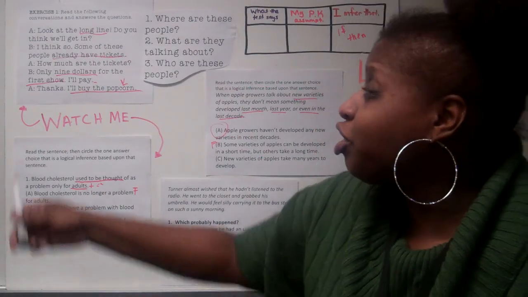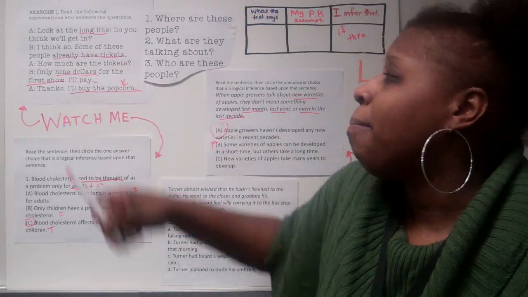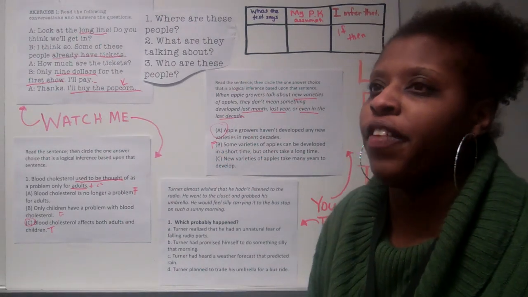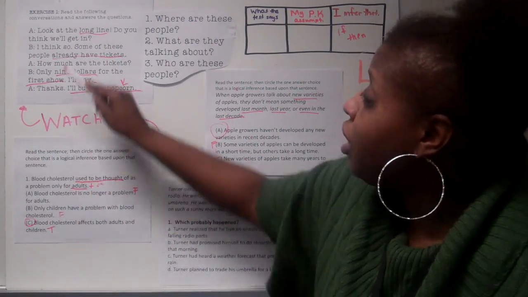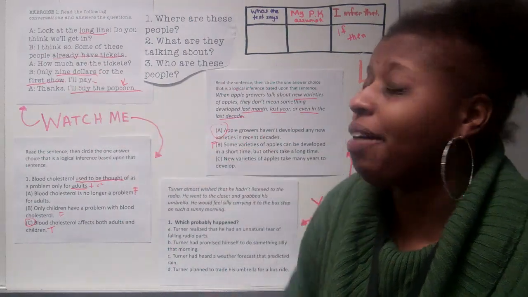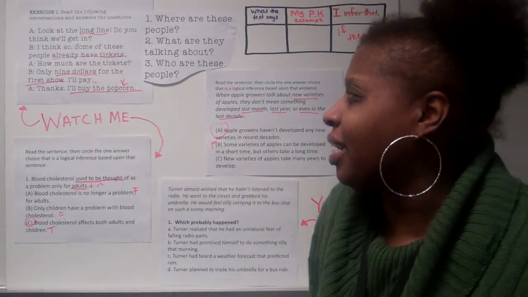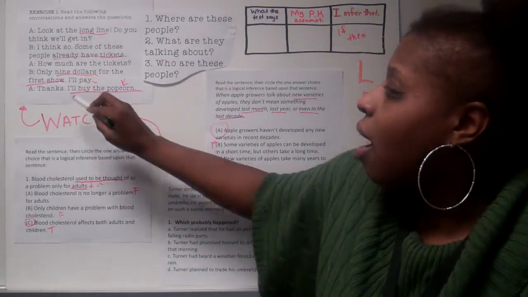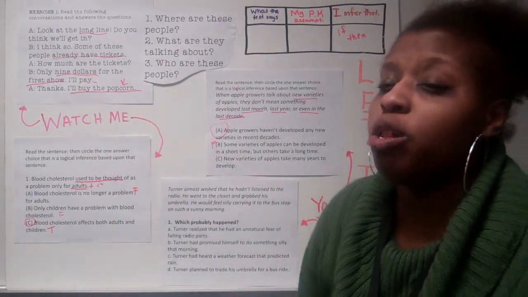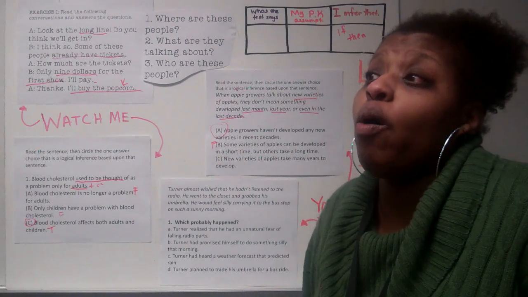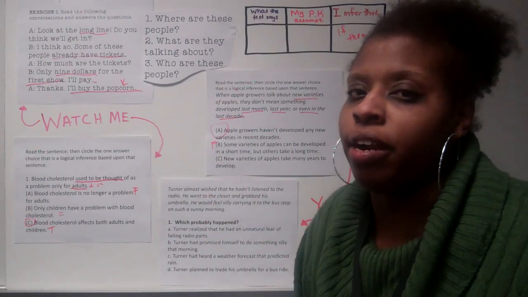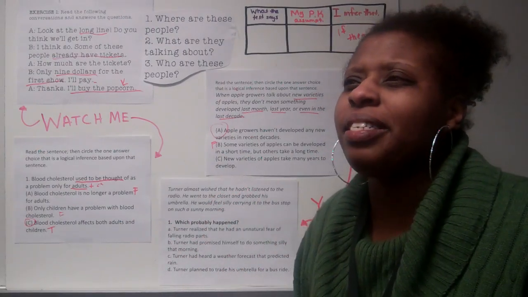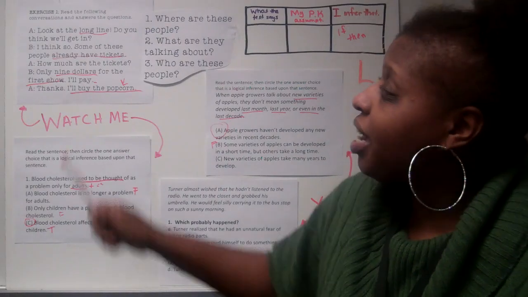Now, as you can see, I've already annotated my text. I've made my observations. My two people are in a long line. Some people have tickets. They're worried about getting in. How much are the tickets? Not that pricey. One person will pay, the other person will buy popcorn. So I can make a lot of prior knowledge connections. I'm gonna probably say they're at the movies because it's a long line.